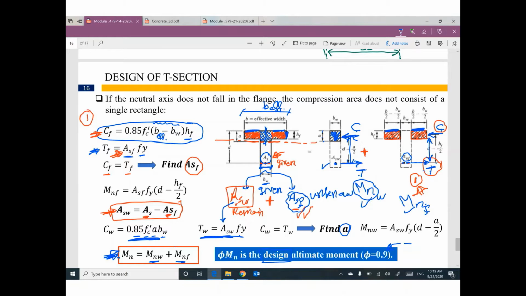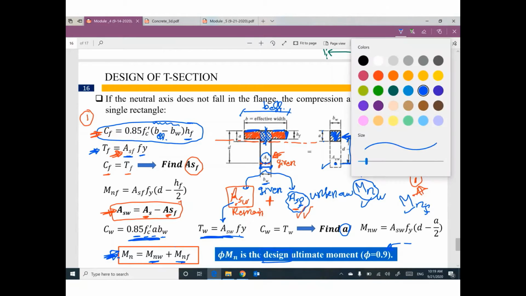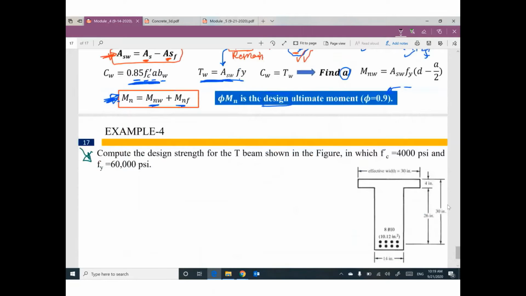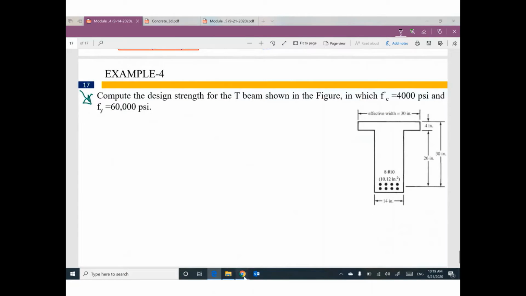Let me do an example to understand what's going on in these calculations. We have this example. We have a T section and the effective width is given as 30 inches. So I don't need to search for the value of b effective. It's given in this problem, only 30 inch.